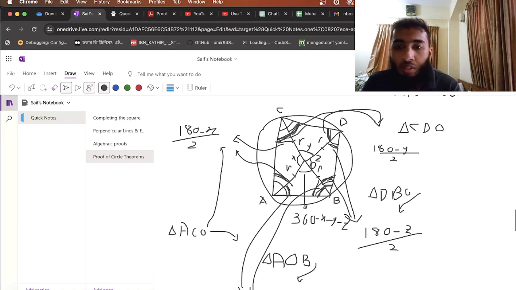So this is how you can prove that in a quadrilateral that is inside a circle, the sum of opposite angles is 180.